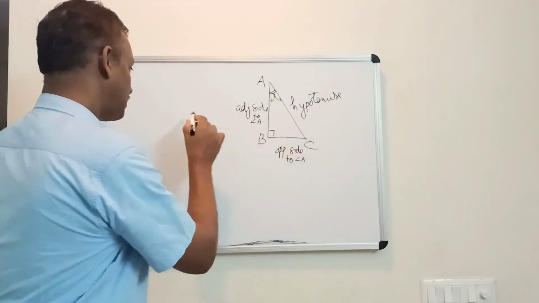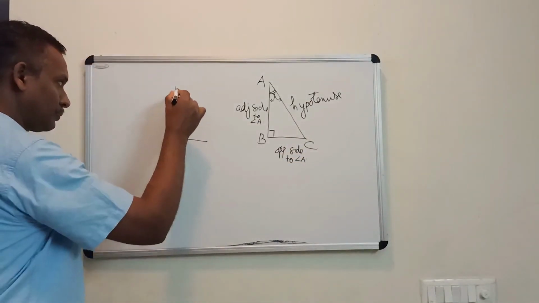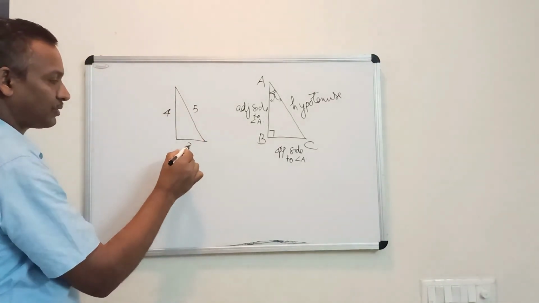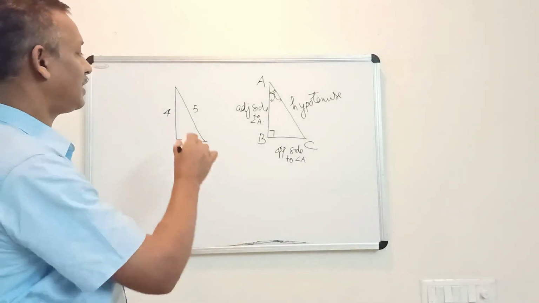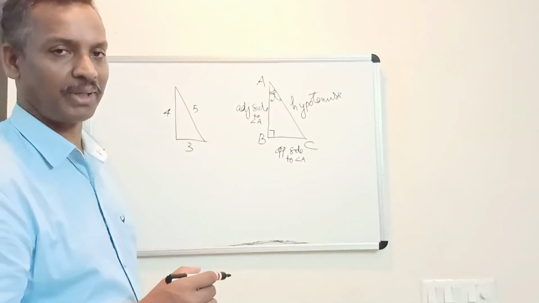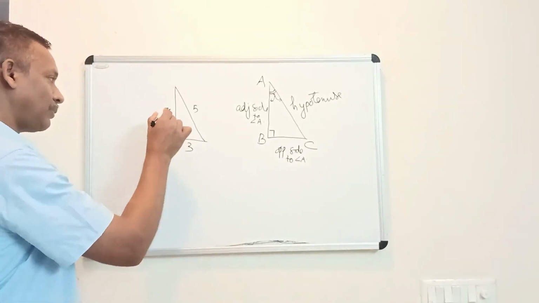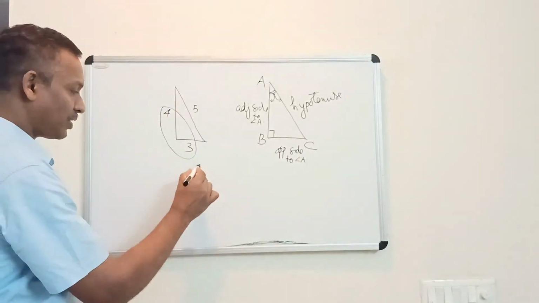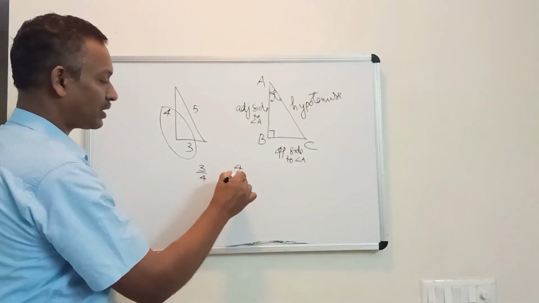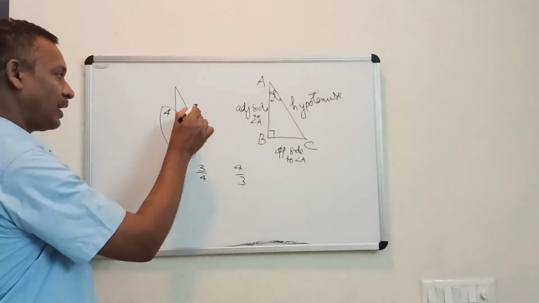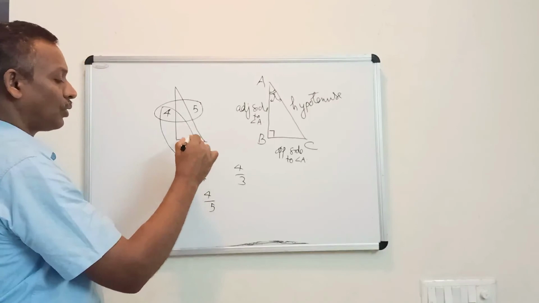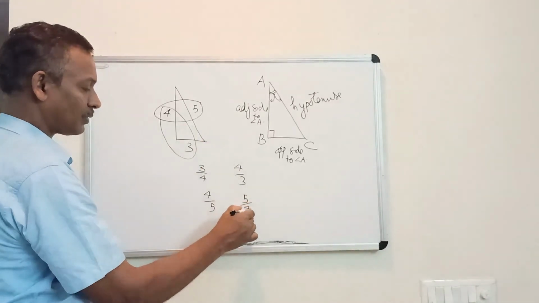If a triangle is given like this, suppose this is 5, this is 4 and this is 3. Using these three lengths, by taking 2 at a time, how many ratios can we make? By using 2 at a time like this, we can make one ratio 3 by 4, or its reciprocal, 4 by 3. And by taking these two sides, we can write 4 by 5, or its reciprocal 5 by 4.